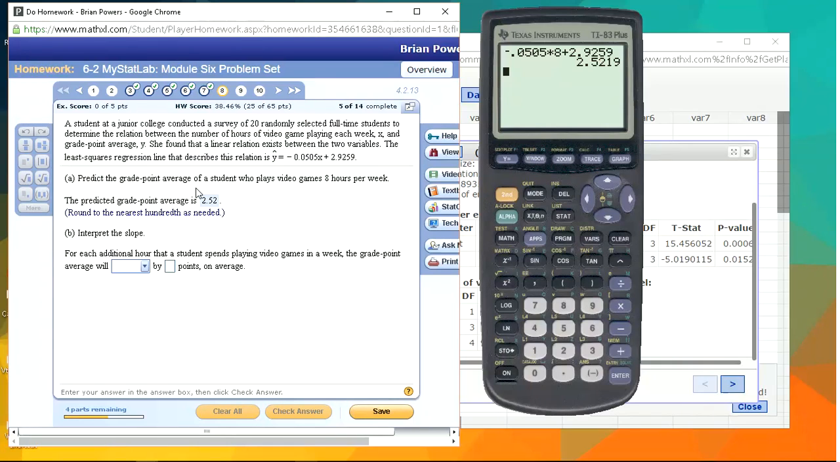Okay. The slope for these problems can be interpreted this way: a 1 unit increase in x is going to result in a change in y equal to the slope. So in this case, an additional hour, 1 unit is an hour, is going to result in a decrease, because the slope is negative, a decrease of 0.0505 on average.